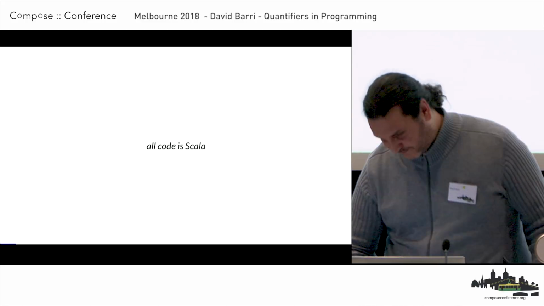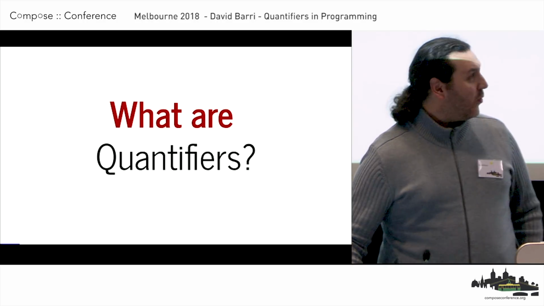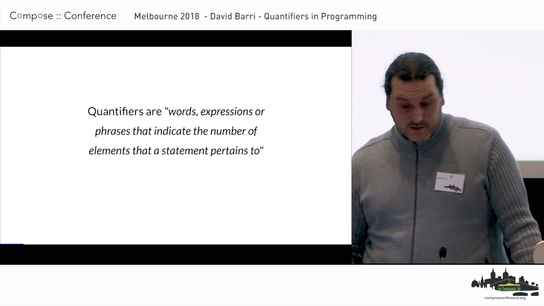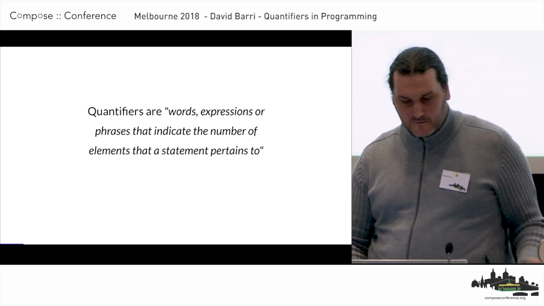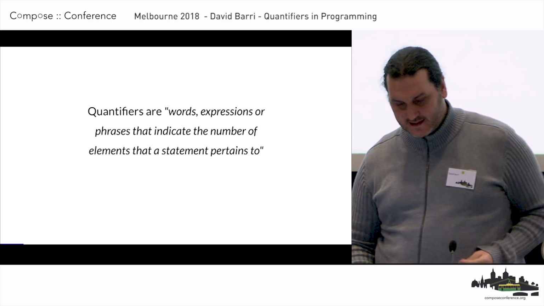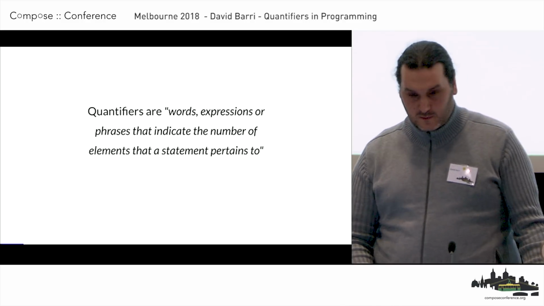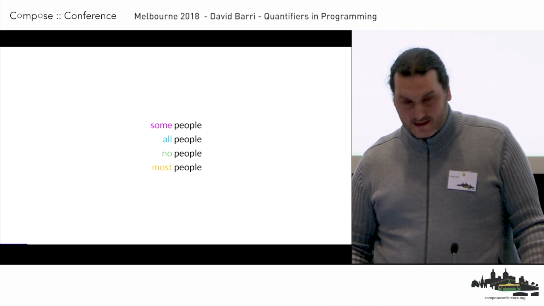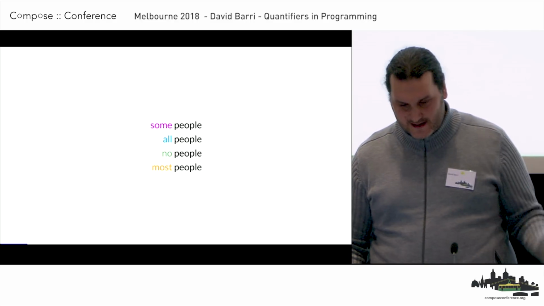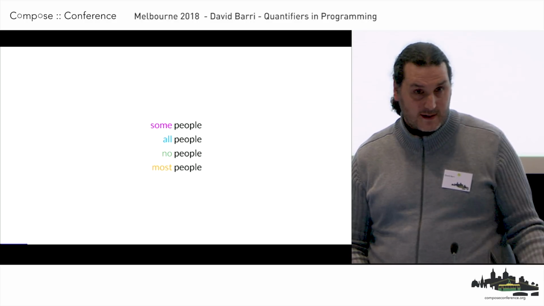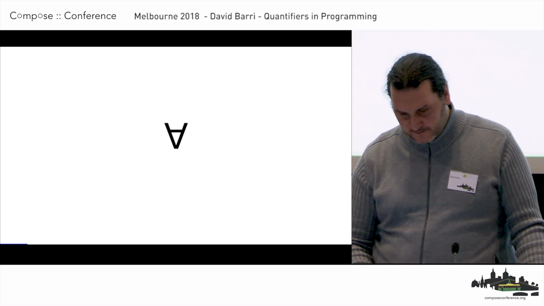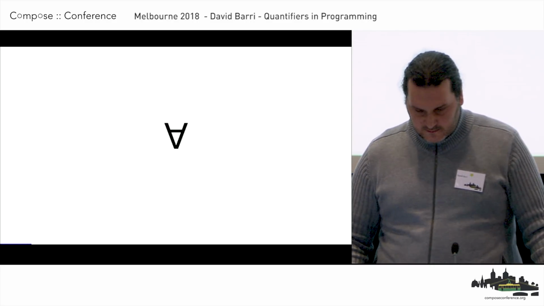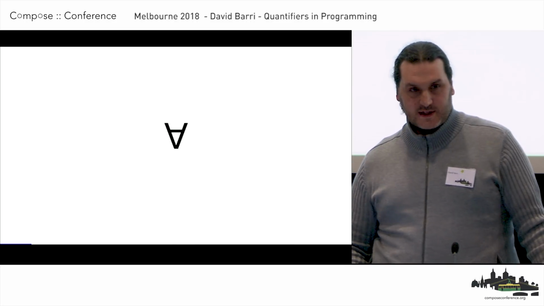Don't judge me. Okay, so what are quantifiers? Quantifiers are words, expressions, or phrases that indicate the number of elements a statement pertains to. In other words, they're a description of quantity. These are some colloquial examples: some, all, no, most people. They're all quantifiers.